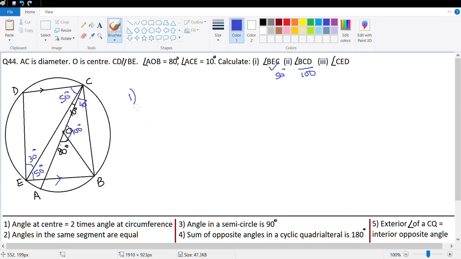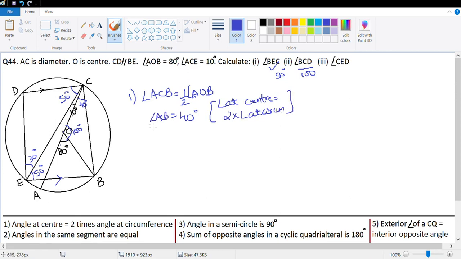Let's just write that down. Number 1: angle ACB is equal to half of angle AOB, which is 40 degrees. Reason: angle at center is equal to 2 times angle at circumference. So we got angle ACB equal to 40 degrees. Next, we didn't need to calculate it initially, but let's calculate this angle. Angle BOC plus angle BOA would be equal to 180 degrees, linear pair, which means angle BOC would be equal to 100 degrees.